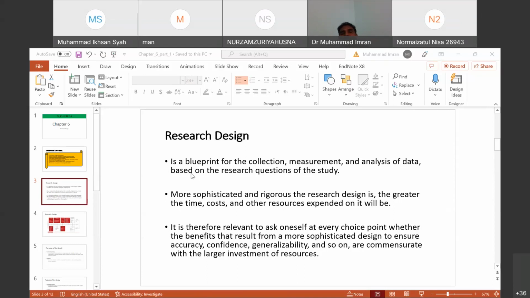And the second objective of research design is helping us to manage our resources. It is also helping us manage our time, as well as giving us a reliable, rigorous method to collect the data and to validate our research questions.